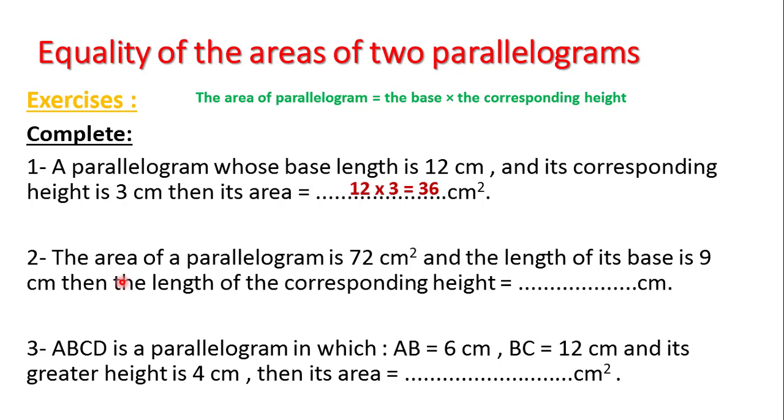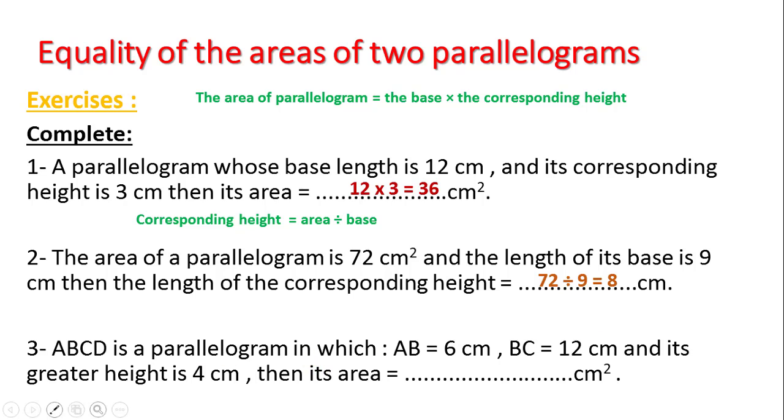Okay, the next one. We have the area of the parallelogram here, 72, and the length of the base is 9. Then the length of the corresponding height will be, now I want the corresponding height, so I'll divide the area by the base, okay? 72 divided by 9 equals 8.